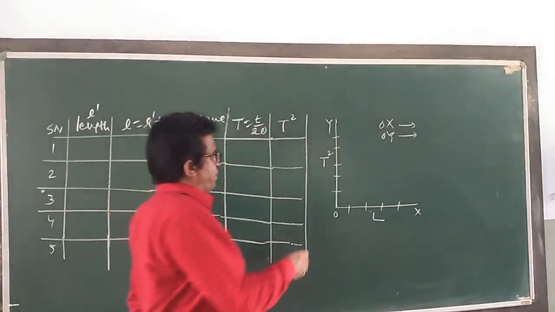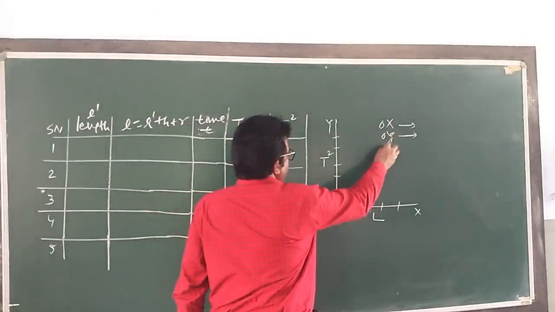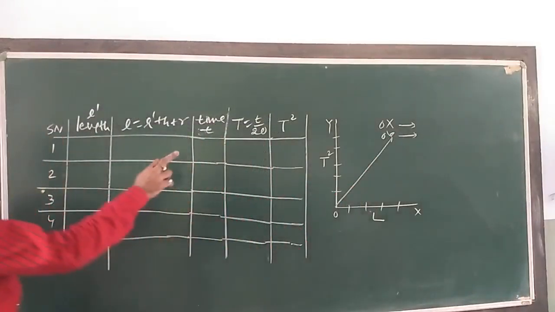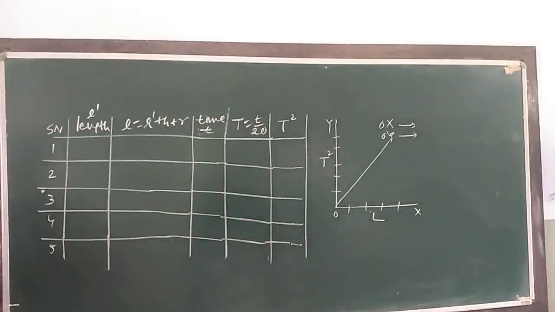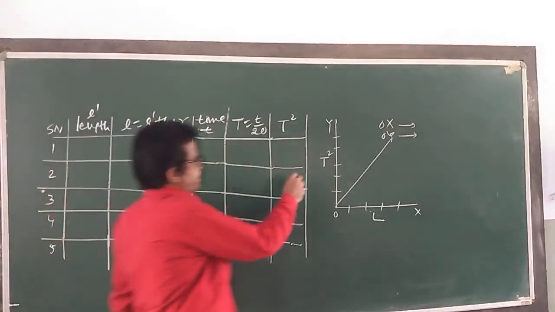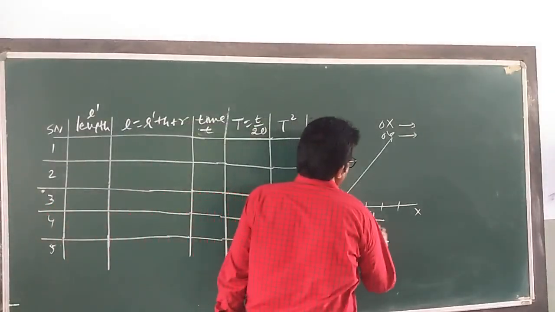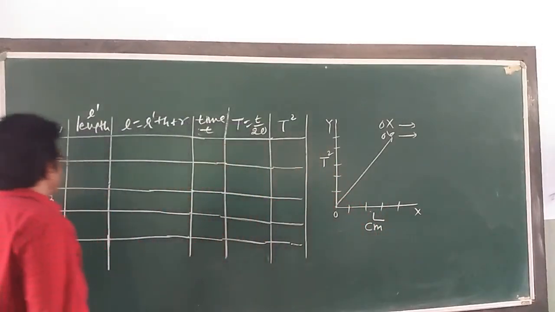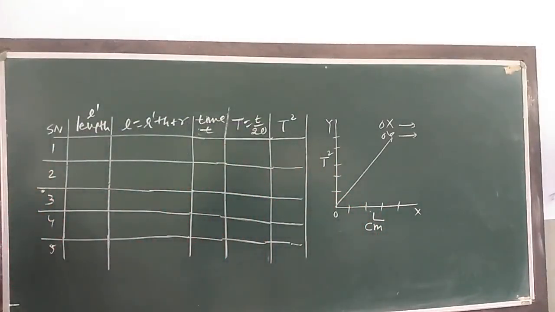When you draw the graph between L and T square, you will get a straight line. So this graph you have to draw for L and T square. T square is in seconds square, and L is in centimeter. Then at last, we have to write the result.